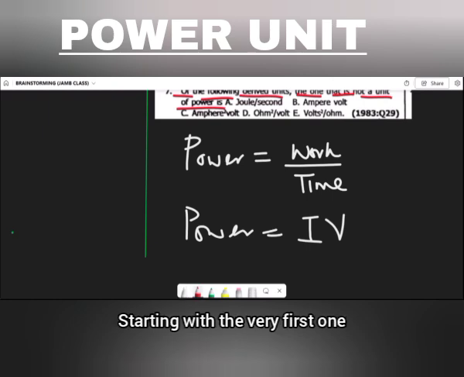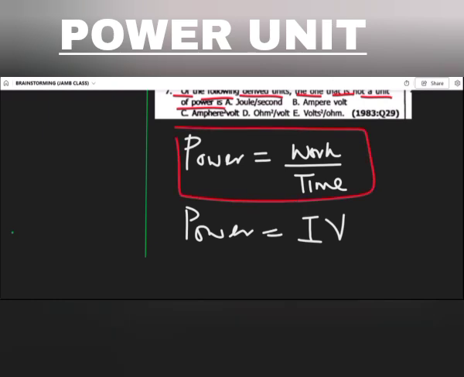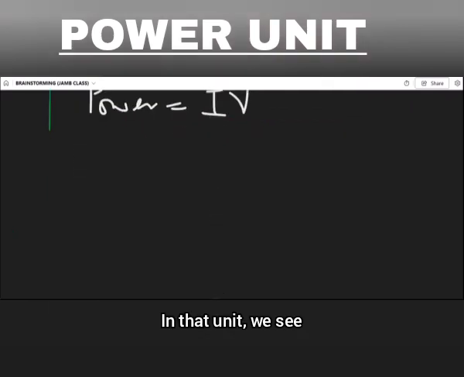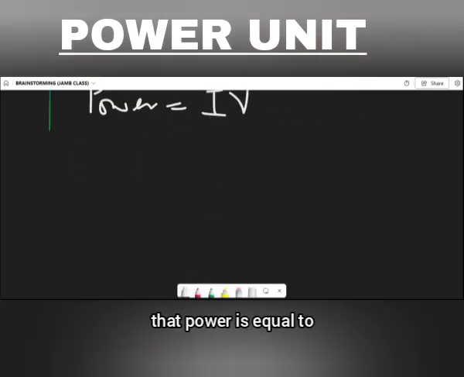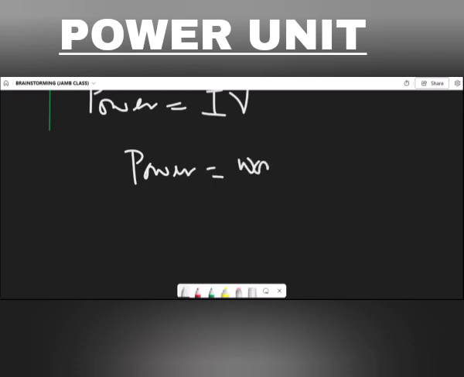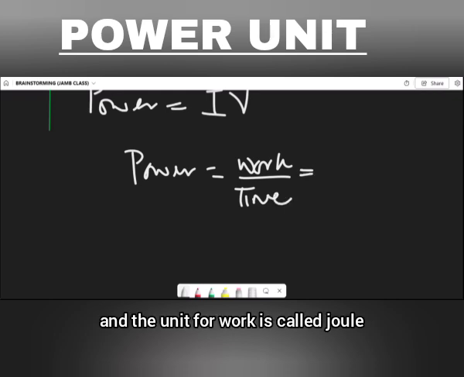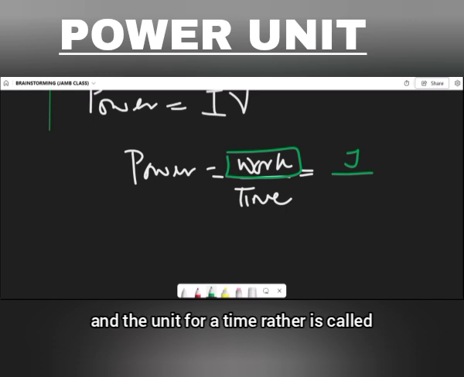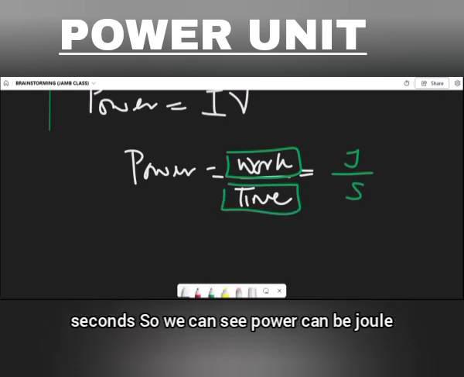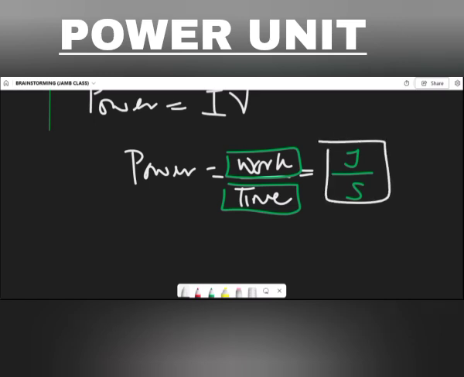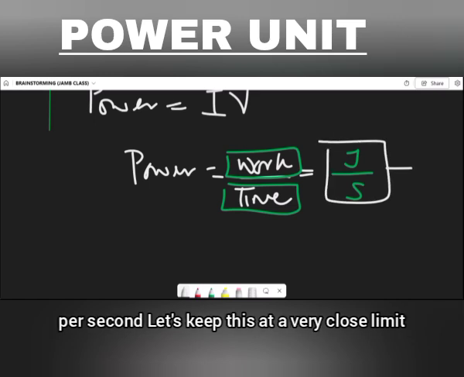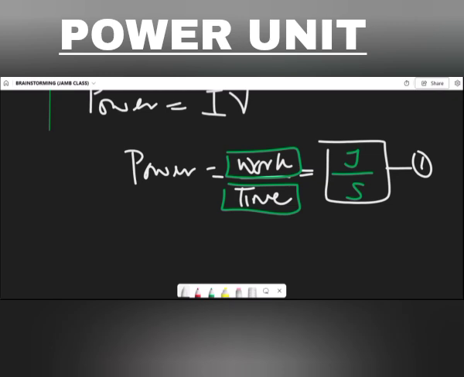So with these two formulas, you can derive all the units we have for power. Starting with the very first one, which is mechanics. In mechanics, we see that power is equal to work over time. And the unit for work is called joule, and the unit for time is called second. So we can say power can be joule per second. Let's keep this as our very first unit.